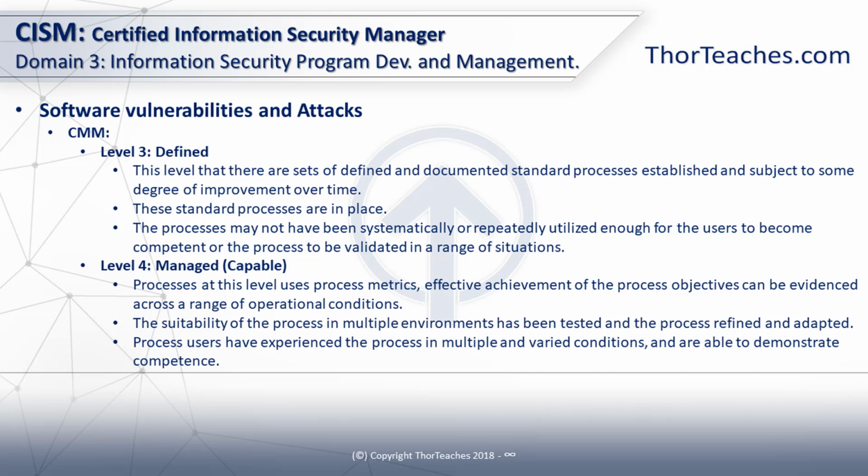But obviously, we improve. Then we'll get to level 4, and that is either called managed or capable. At this level, we use process metrics. We can measure how well we do, and we can see proof that the processes are being used effectively across a wide range of operational conditions. We have tested our processes in multiple environments, and they are sustainable while we're still refining and adapting them. And in level 4, our users have experience with the processes in multiple and varied conditions. They know what to do and when to do it.